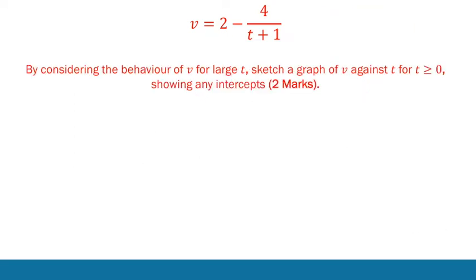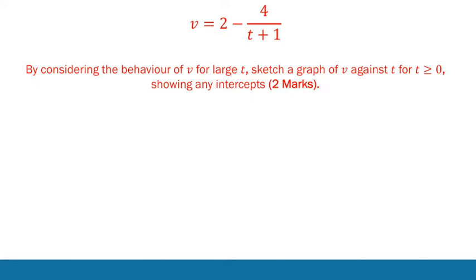For the third part, we're starting to get a little bit more interpretive. By considering the behavior of v for large t, sketch a graph of v against t for t greater than 0, and we have to show intercepts. So let's first do the first part of the question by considering the behavior of v for large t. What this means is that as t gets really, really big, so after 1,000,000 seconds, 1,000,000,000 seconds, 1,000,000,000,000 seconds, what value does the velocity approach?